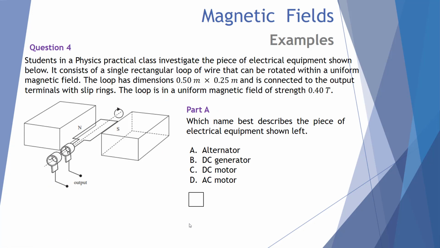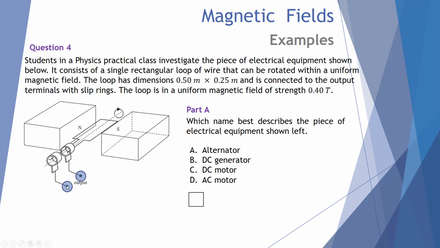Students in a physics practical class investigate the piece of electrical equipment shown below. It consists of a single rectangular loop of wire that can be rotated within a uniform magnetic field. The loop has the dimensions of 0.5 of a meter by 0.25 of a meter and is connected to the output terminals with slip rings. The loop is in a uniform magnetic field of strength 0.40 Tesla. Part A. Which name best describes the piece of electrical equipment shown left? Is it A, an alternator, B, a DC generator, C, a DC motor, or D, an AC motor?